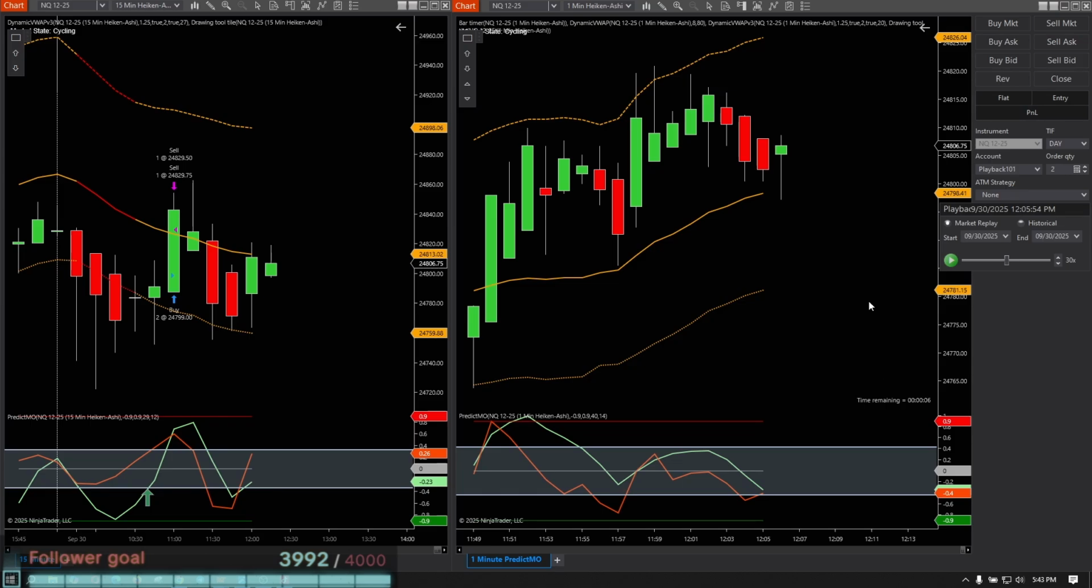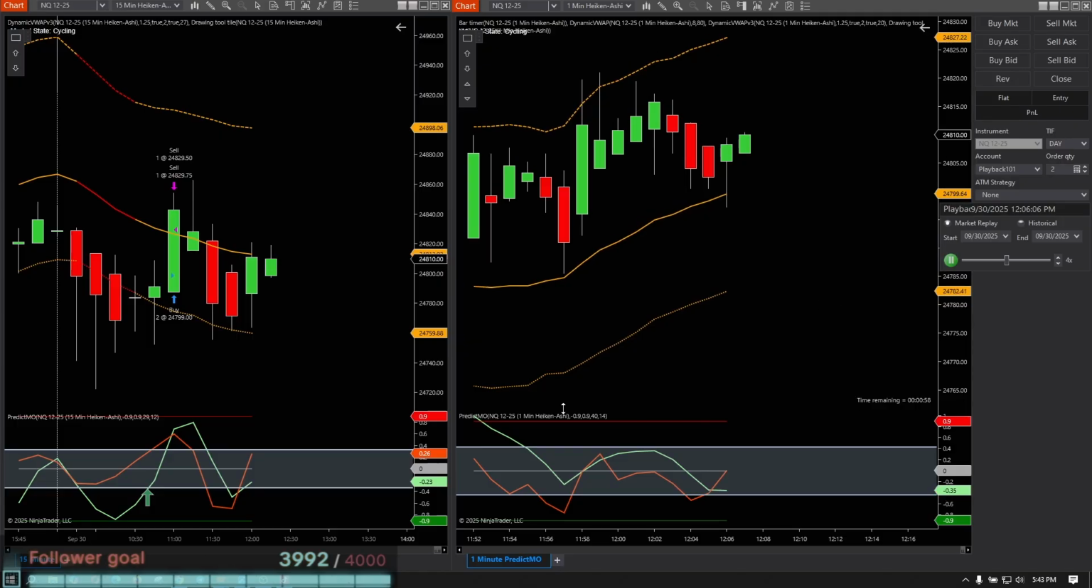Okay, so if I look for that, I'm going to go ahead and reduce this to about maybe 4 times the speed of the market. Otherwise, it's going to go way too fast and move way too fast for me to get a good fill. So you've got PredictMO going above the zero line right there. I will go ahead and wait for it to cross the zero line before taking a trade to the upside.